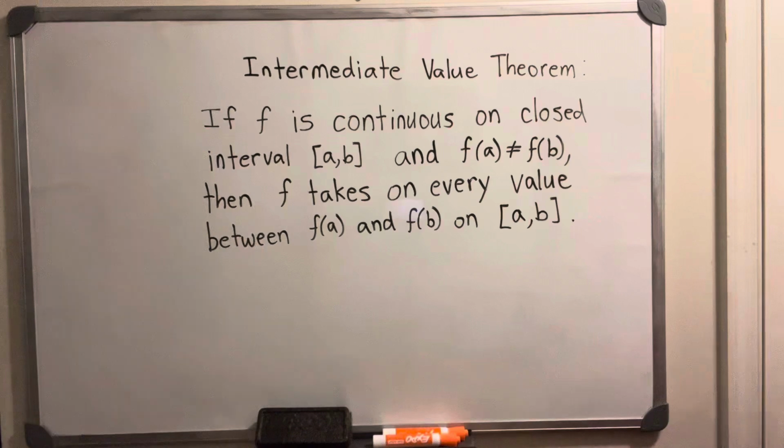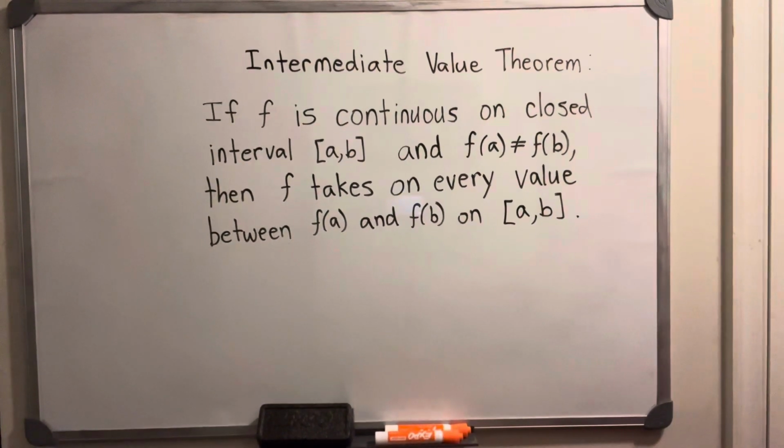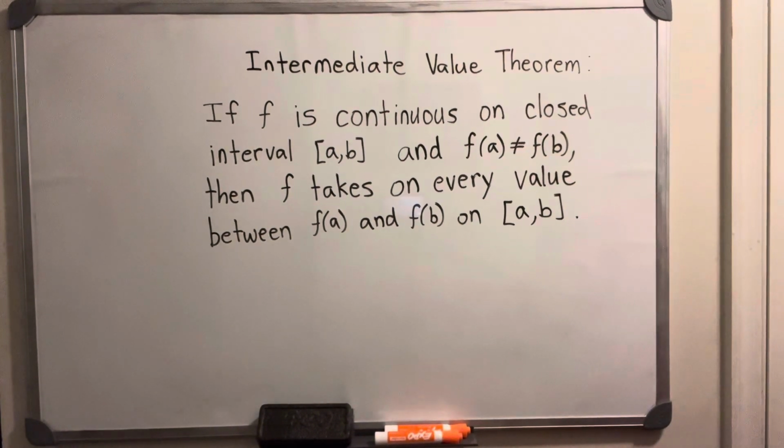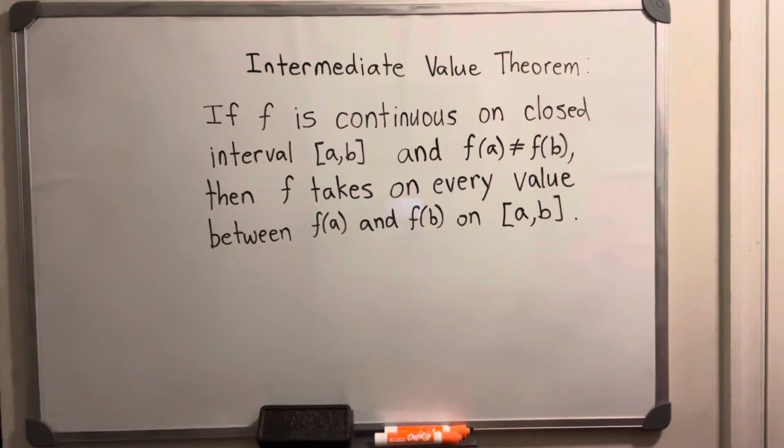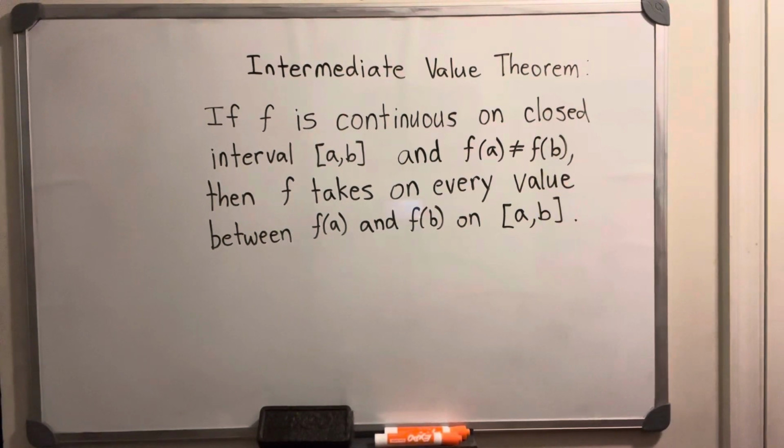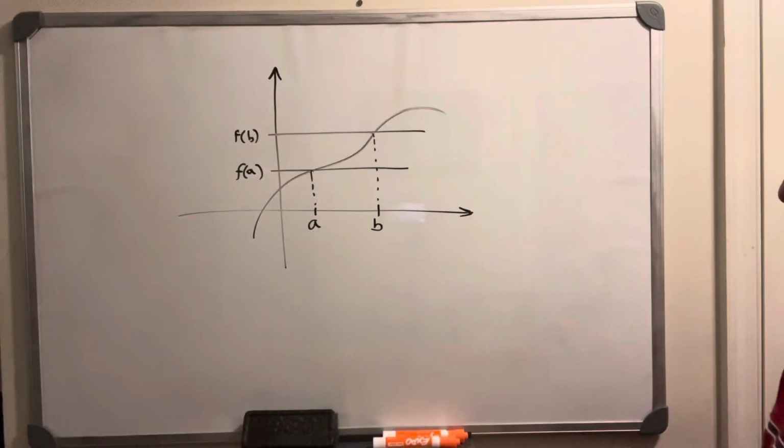This is the statement. If f is a continuous function on the closed interval between a and b, and if the value f of a is not equal to the value of f of b, then the function f takes on every value between f of a and f of b on the closed interval ab. So here's a sample diagram.